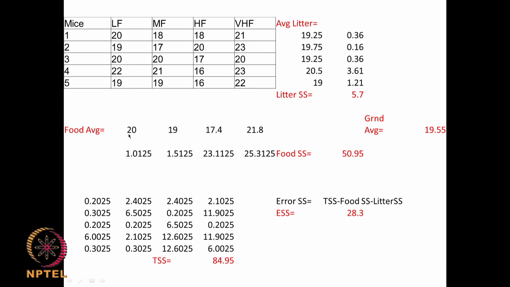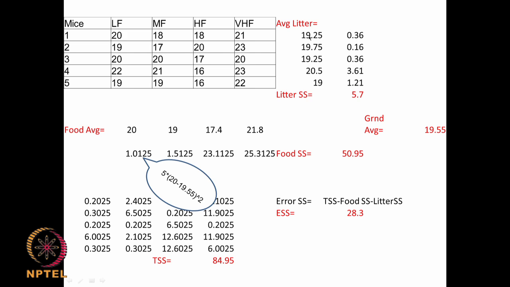Now, how do you calculate the sum of squares for food? 20 minus 19.55, square it up, multiply by 5. Why do I multiply by 5? Because there are 5 terms. So, 19 minus 19.55 squared, multiplied by 5, 17.4 minus 19.55 squared, multiplied by 5, 21.8 minus 19.55 squared, then add all these, and I will get the food sum of squares.